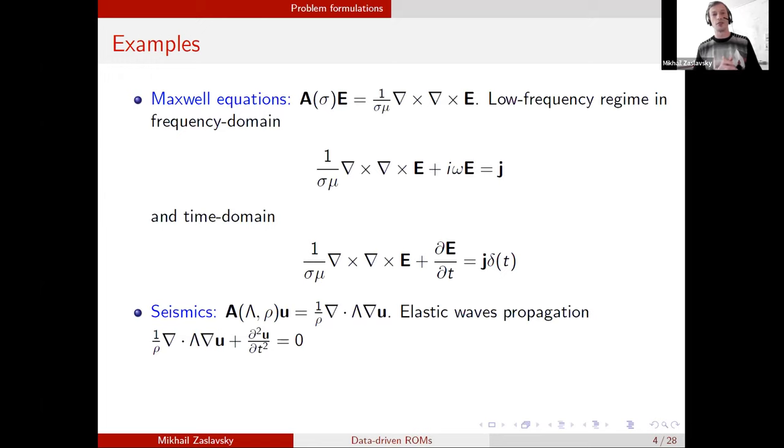Examples here, as I mentioned: we want to solve either electromagnetic problems, or, say, seismic or acoustic problems. In the case of the Maxwell equations for electromagnetic problems in the low frequency regime, A of sigma can be considered in this form. E is the electric field, sigma is our electrical conductivity. Mu is the magnetic permeability, but in our application we consider it to be constant, so only sigma is varying. In this case, the frequency domain form can be expressed in this formulation, and the time domain formulation has this form here.